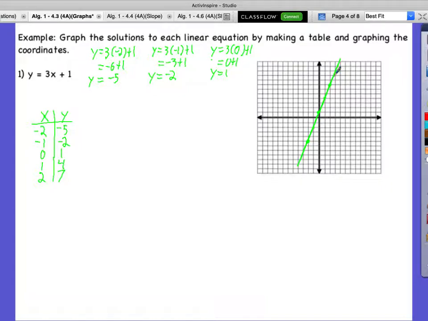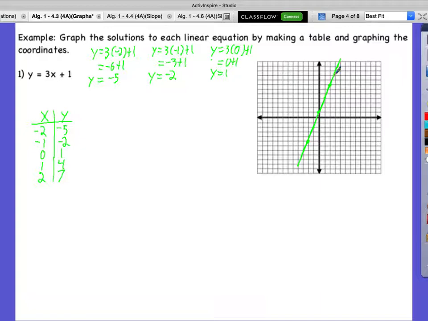Okay? We use a straight edge, we line up, and we graph this line. Now, could we have plugged in numbers larger than 2? Yeah, so we need to go further than what we actually just plotted. So we need to go further up and to the right.